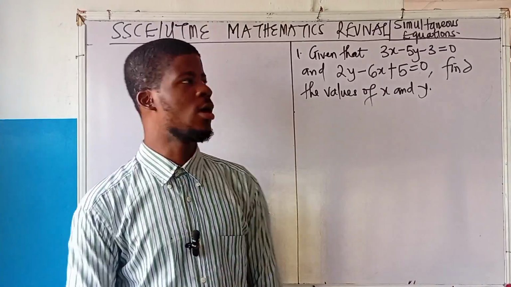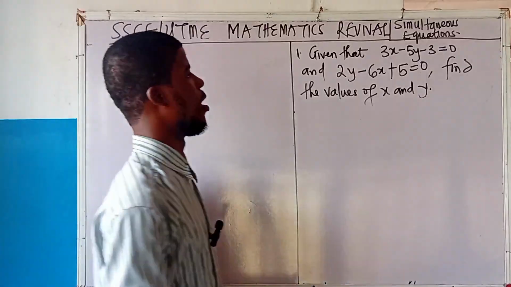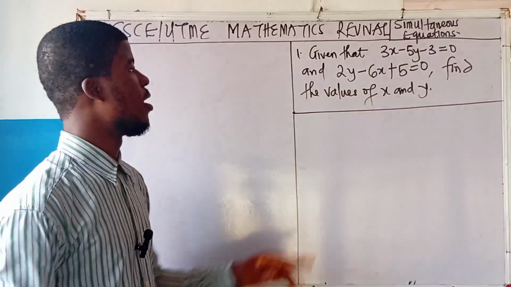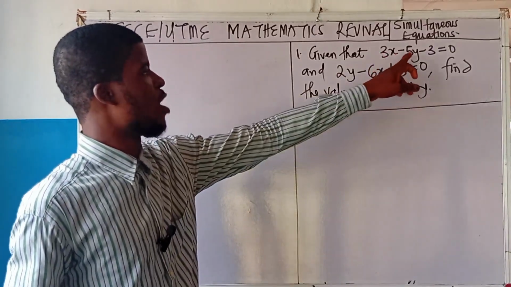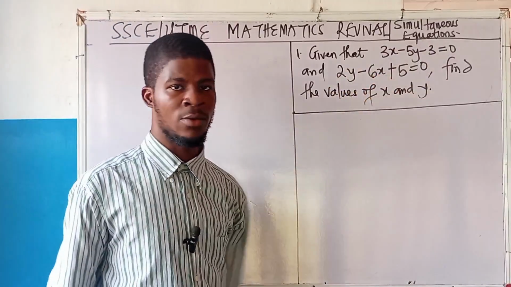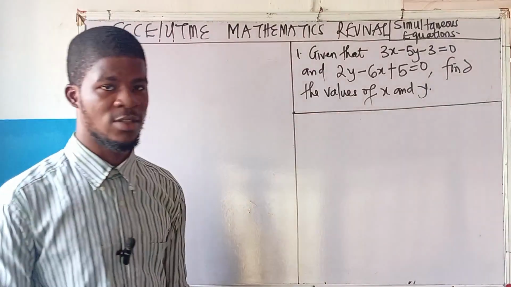Let's say you came across this question in your WAEC or your JAMB exam. How would you solve it? It's a question on simultaneous equation. Given that 3x minus 5y minus 3 is 0, 2y minus 6x plus 5 is 0. So what are the values of x and y?